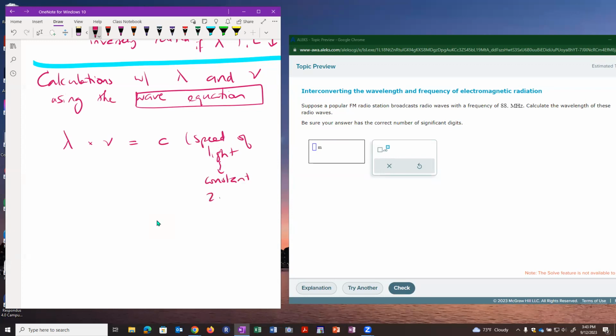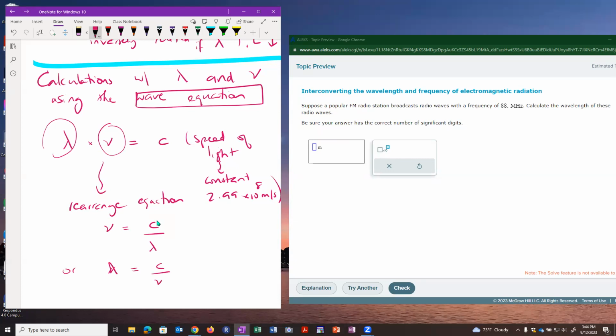It's a constant value, 2.99 times 10 to the 8 meters per second. That constant will be provided to you if you need it in any calculation or quiz or exam or anything like that. So if we are given any one of these two other variables, we can rearrange that equation to solve for any of them. So for example, the frequency would be equal to c over lambda, or the wavelength lambda would be equal to c over the frequency, right? We can rearrange the simple algebraic expression to solve for any of those two variables.